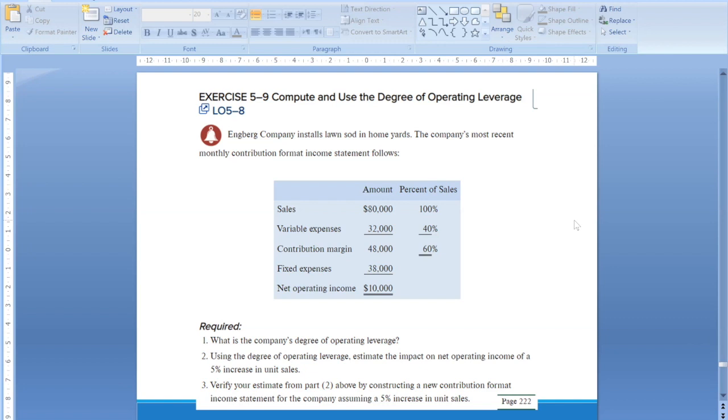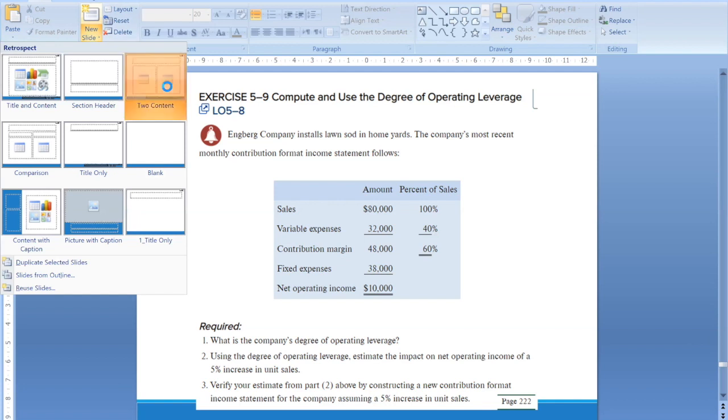Number one, what is the company's degree of operating leverage? Number two, using the degree of operating leverage, estimate the impact on the net operating income of a 5% increase in the net sales. Number three, verify your estimate from part two above by constructing a new contribution format income statement for the company assuming a 5% increase in the net sales. It seems easy. We first need to calculate the degree of operating leverage.